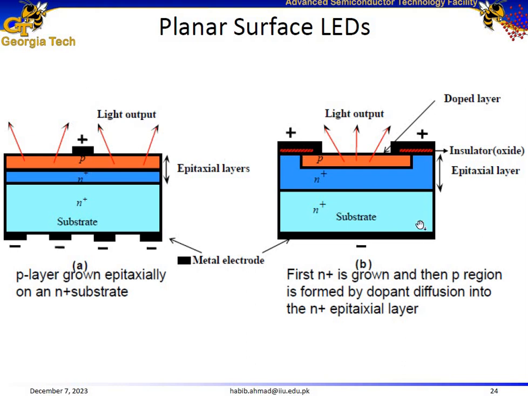Here is another configuration. In this configuration, we have the same N plus substrate, and then we have the N plus epitaxial layer grown on top of that. But the p-type layer is not epitaxially grown. It's actually grown either using diffusion or ion implantation followed by annealing to recover from damage and to activate the dopants. And then we have contacts, and then current flowing through this would actually give an opportunity to electrons and holes to recombine, resulting in the emission of light, which escapes through the top thin p-type layer.